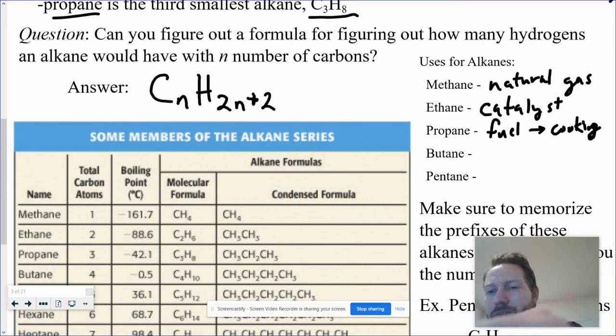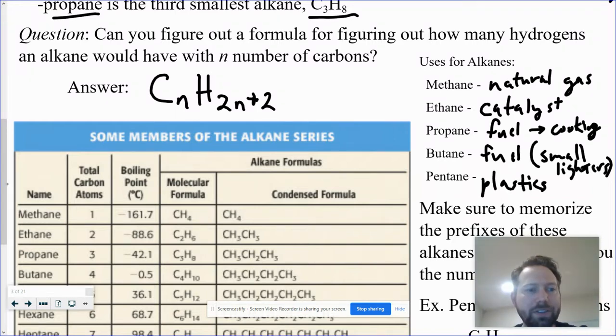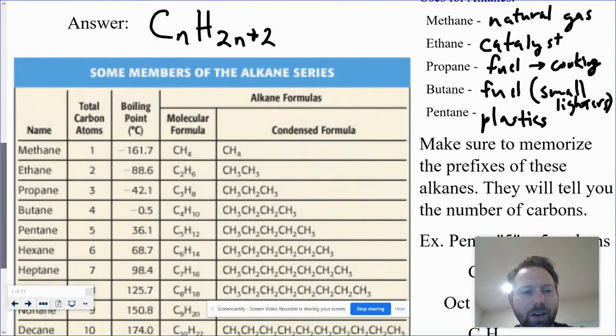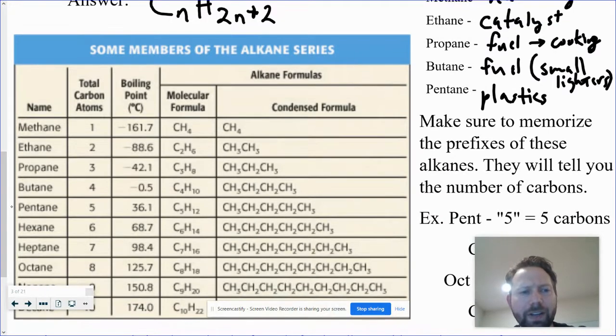Butane, again, is also used as a fuel, but more for smaller lighters. And then pentane is used for the production of plastics. These are just some of the different uses of alkanes. And as we get larger and larger, we have different uses. All right, so we just went up to butane and pentane.